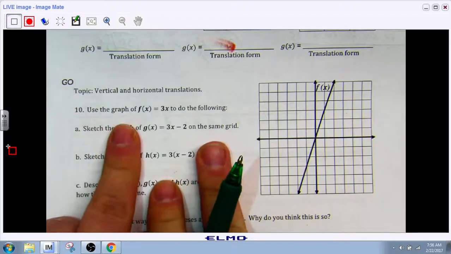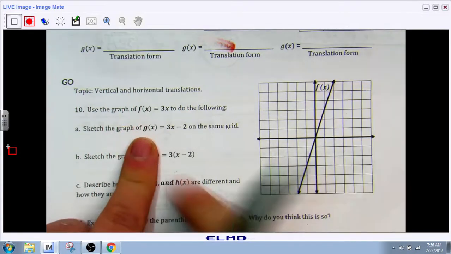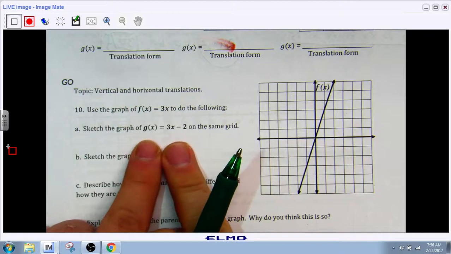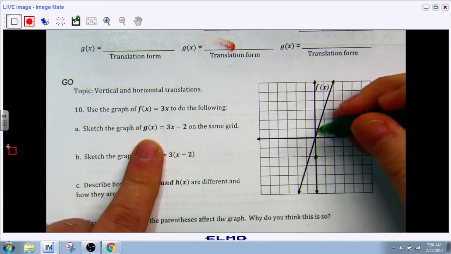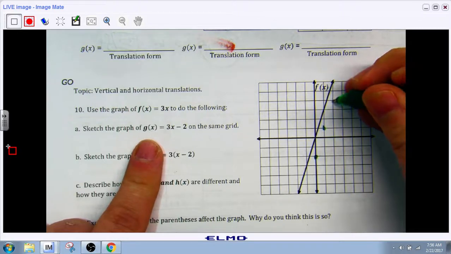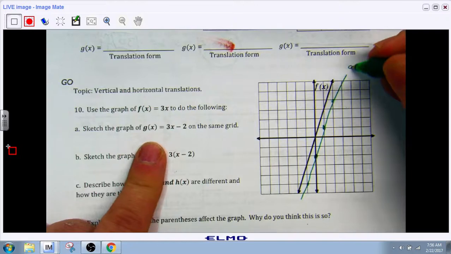Vertical and horizontal translation. So it's going to ask us to do things step by step. It gives us the graph of 3x, and then wants us to do g of x, which is 3x minus 2. So all I got to do is go down 2, up 3 over 1, up 3 over 1, down 3 back 1. Okay, so this is the line g of x.